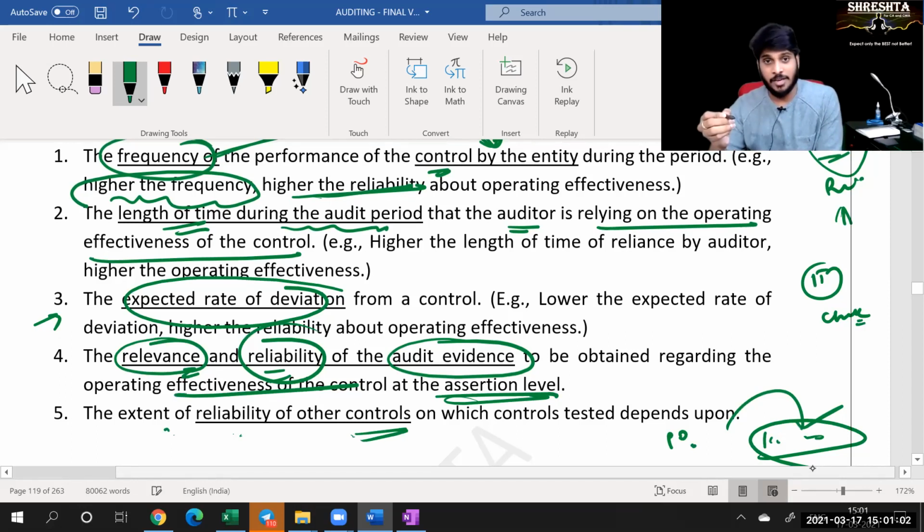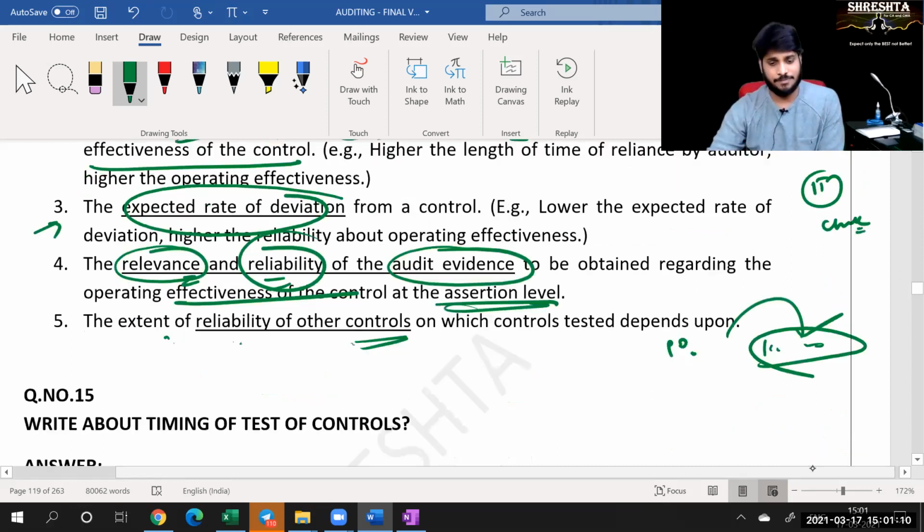Now, the control which I'm verifying, whether it is reliable or not, I want to know. This is influenced by other controls. If the other controls are working effectively, then this control is also effective.